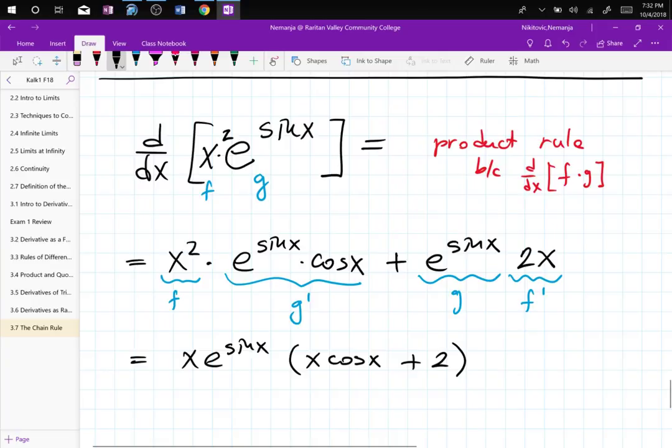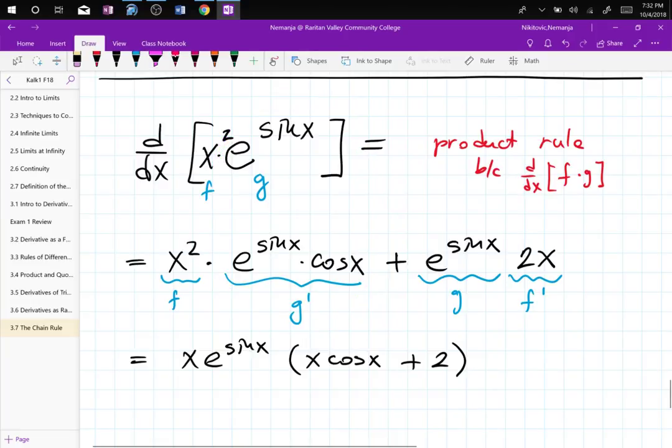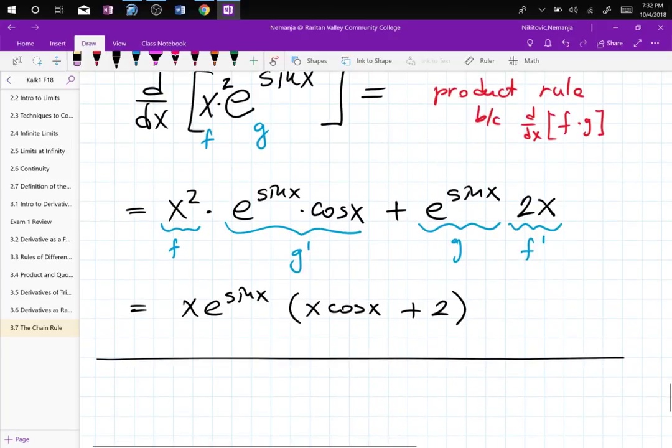So, what is this question? It is the product rule question. You had to do the chain rule, so this is chain within product, but the product rule was the main technique. All right, next one.